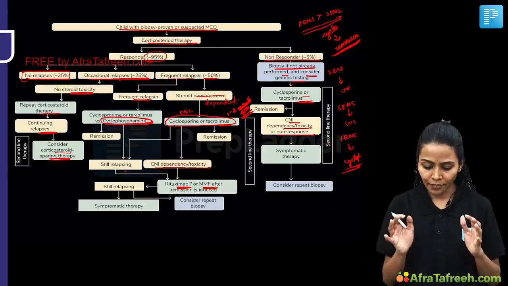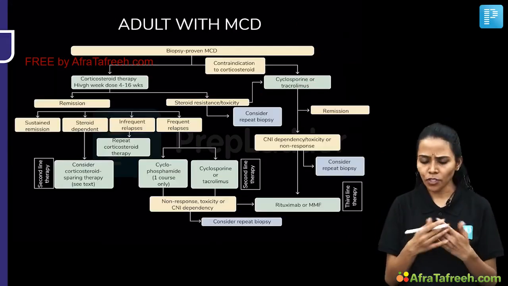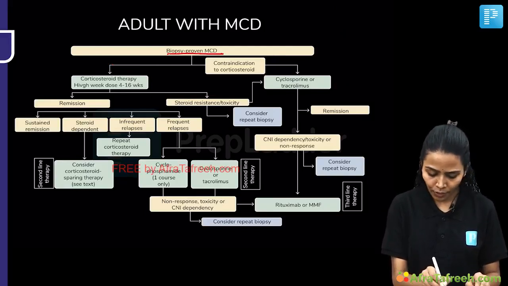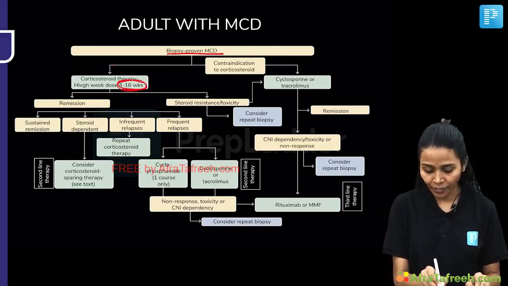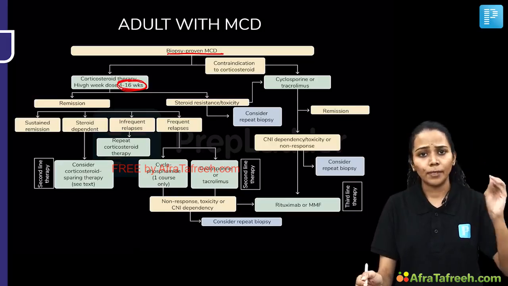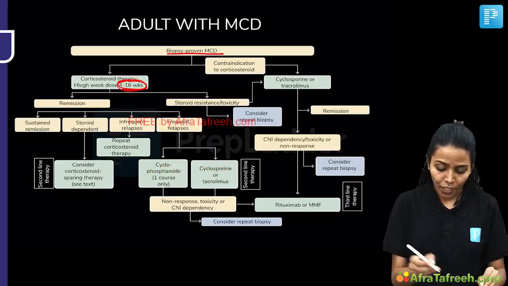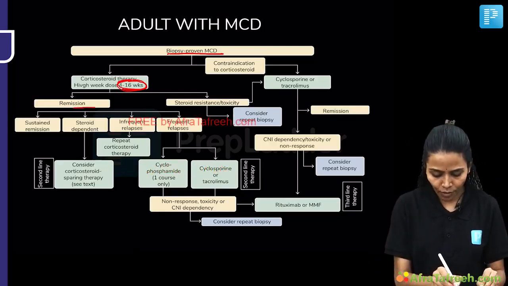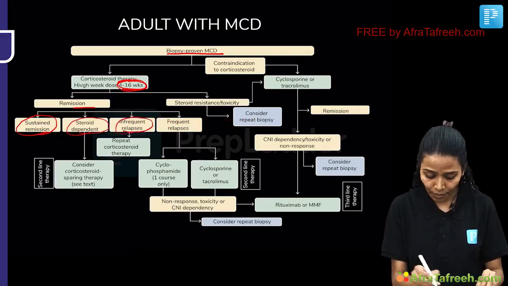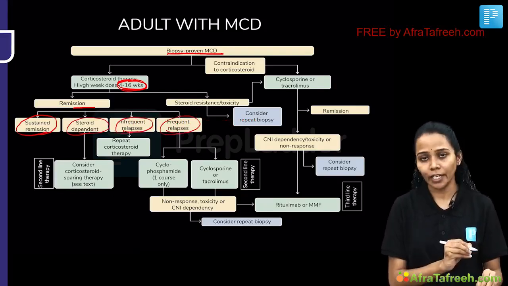Okay. So, next coming to adult. Adult, of course, we will do biopsy. So, they are going to be biopsy proven. So, you consider steroid therapy for 4 to 16 weeks. Okay. Generally, you have to give for 4 months before labeling them as steroid resistant. So, if they go into remission, very good. They can go into sustained remission. They can become steroid dependent. They can become infrequent relapses and they can become frequent relapses.